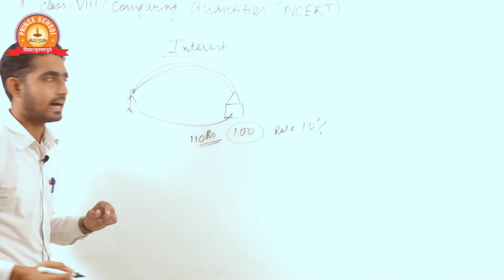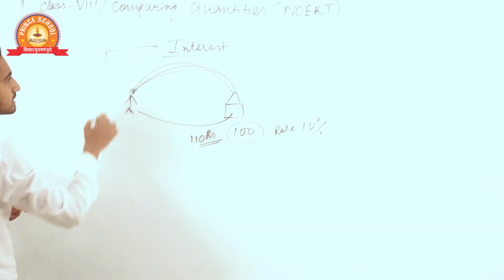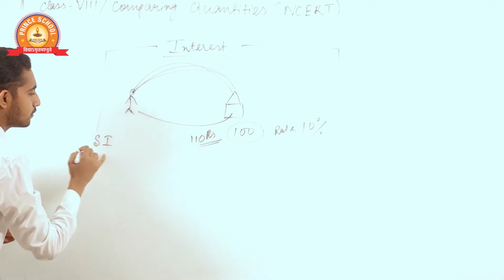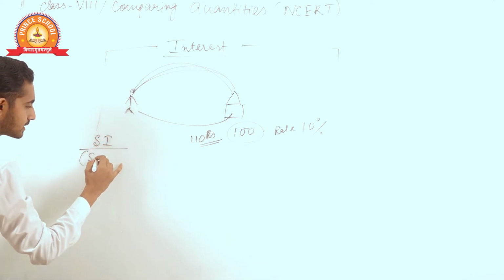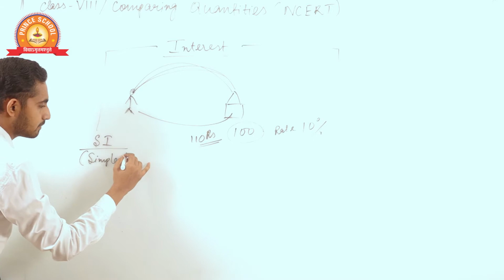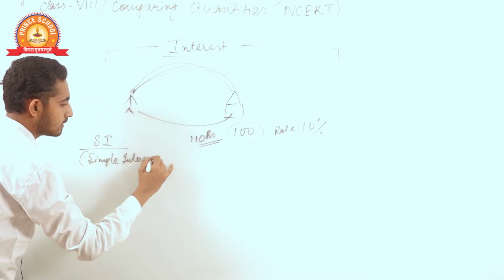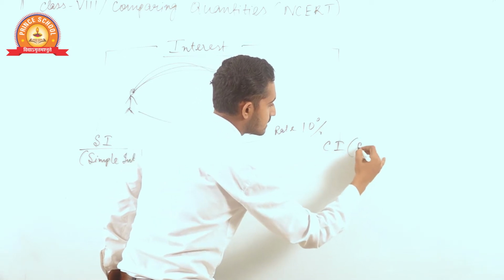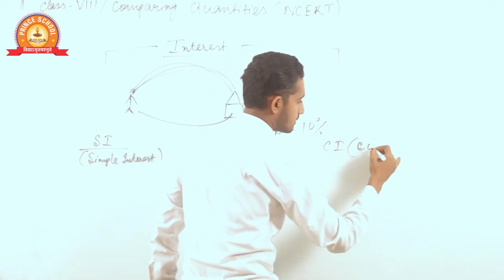Okay. And in interest, there are two types of interest. First is SI. The full form of SI is simple interest. And another type is CI. CI means compound interest.